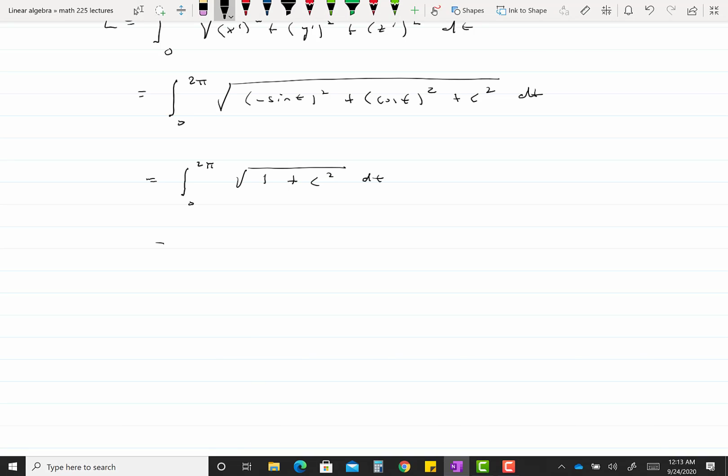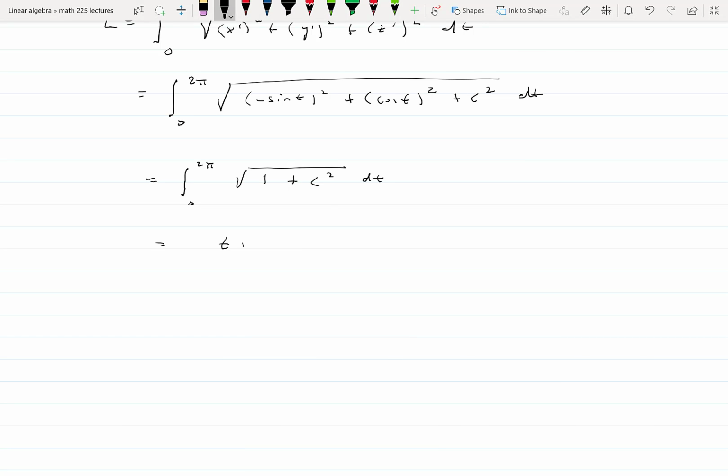The integral of a constant with respect to t is just t times that constant. So this is t times the square root of 1 plus c squared as t varies from 0 to 2 pi. So the result is 2 pi times the square root of 1 plus c squared. Back to my question. What do I expect the length to be more than? I expect it to be more than 2 pi. And it's pretty clear that this is. 1 plus c squared is more than 1. So if I take something more than 1 and take its square root, I still have something more than 1. And 2 pi times something more than 1 is greater than 2 pi.